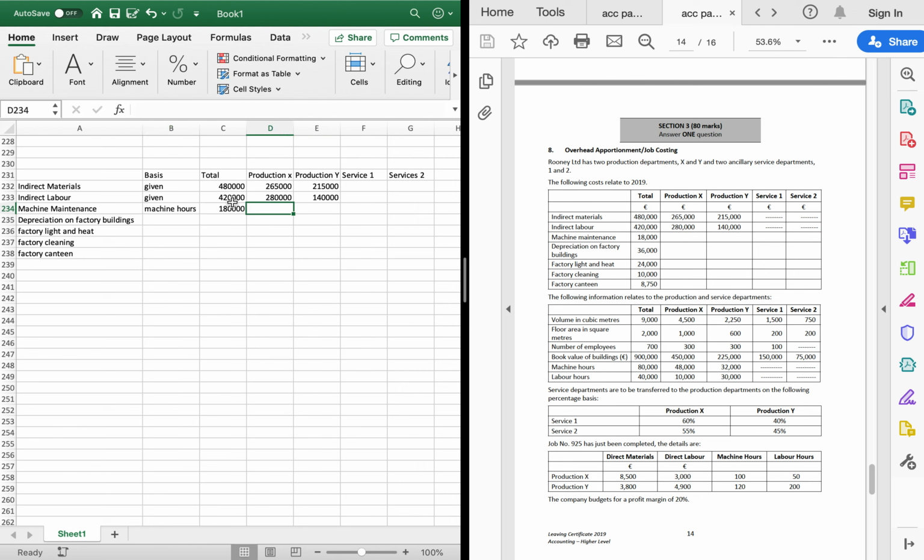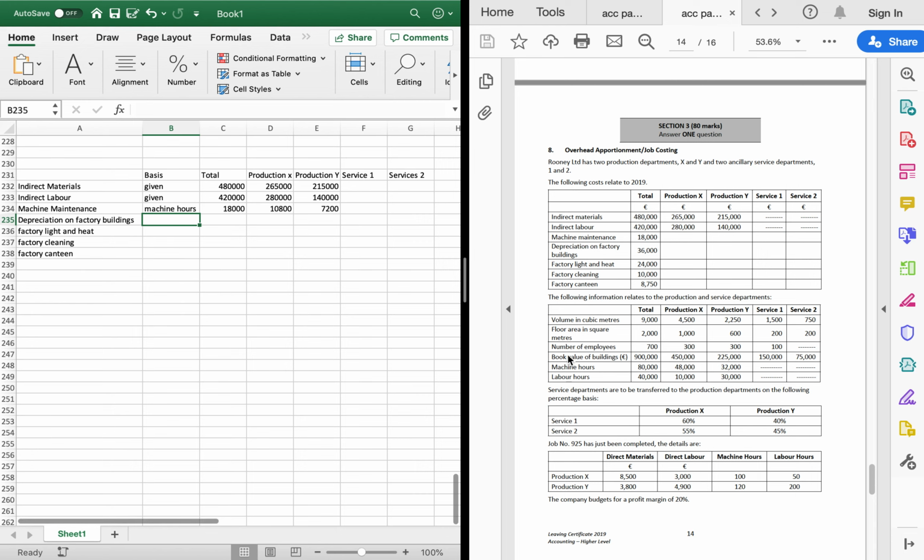So the 18,000, not 180,000, has to get split up by the basis of machine hours. So you take the 18,000, divide it by the total machine hours, so in this case 80,000 here, and you multiply then by each of the 48 and the 32. So for production X, it's by 48,000. And then obviously for production Y, it's by 32,000. So 18,000 divided by 80,000 and multiplied by 32,000. Okay, the two always have to add back up to the total.